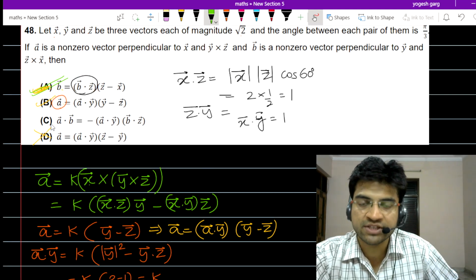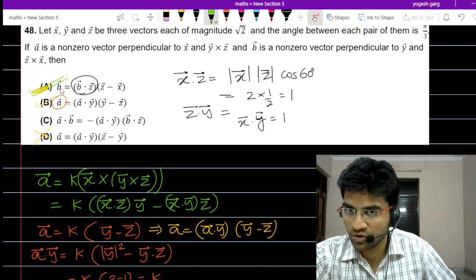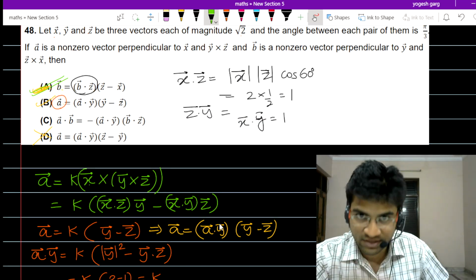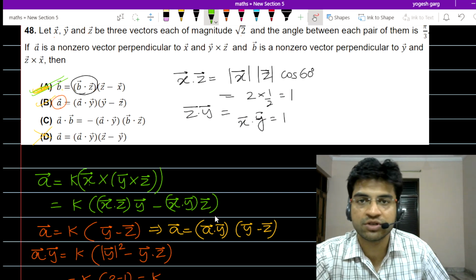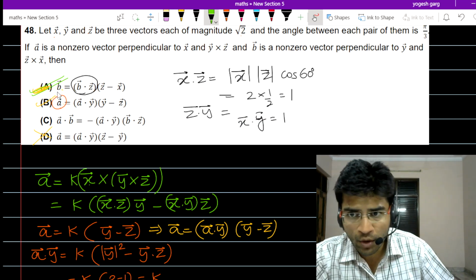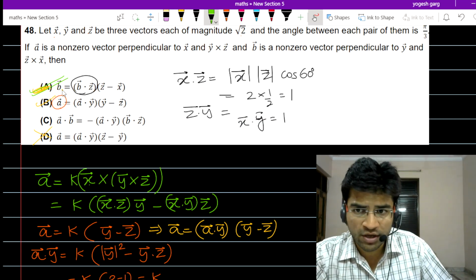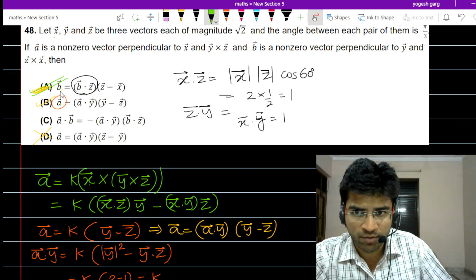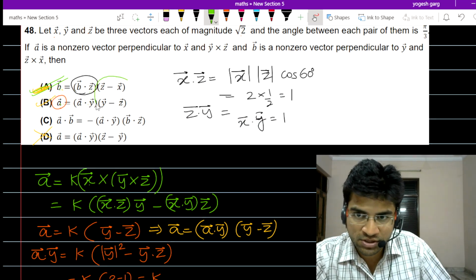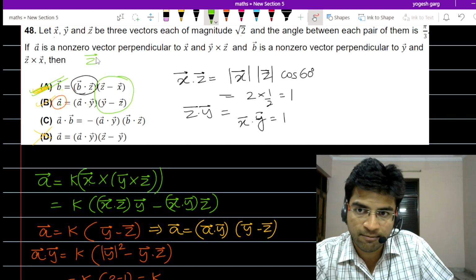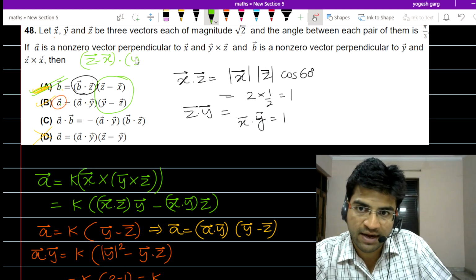Now we have to check whether C is correct or not. Just do this. You need not see the solution part. This also you should do by yourself. What we have to do? We have to take dot of A and B. So A dot B is equal to, and these are two scalars. So you need to solve these two. You need to just take dot of these two quantities: z vector minus x vector dot with y vector minus z vector.